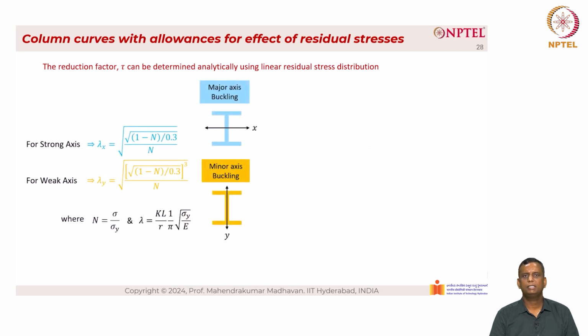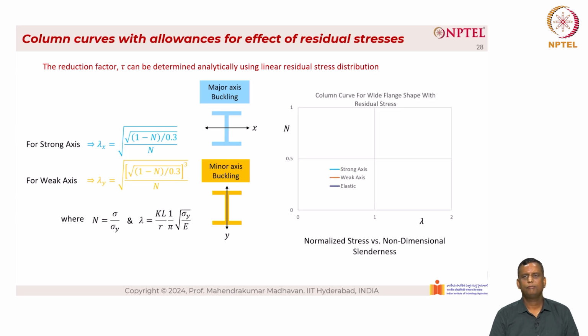So when we have this major axis buckling and minor axis buckling, we have two different slenderness ratios. So when we plot the normalized stress versus non-dimensional slenderness, we have the strong axis curve which is shown in blue color. Then we have the weak axis curve which is shown in orange color. And we have this Euler curve which is shown in dark blue color here. So the intersection between all the three is the point at which inelastic buckling begins to happen. To the right is basically elastic, to the left is inelastic.